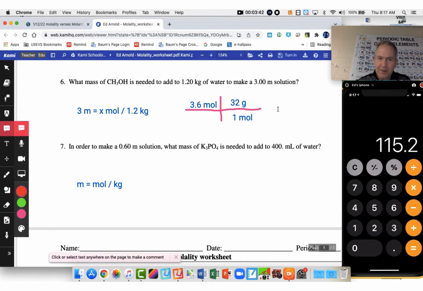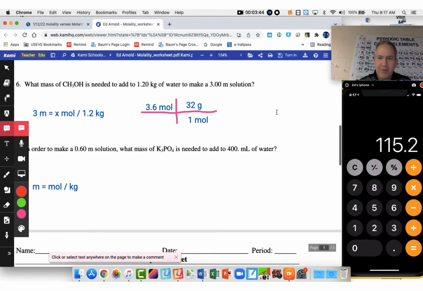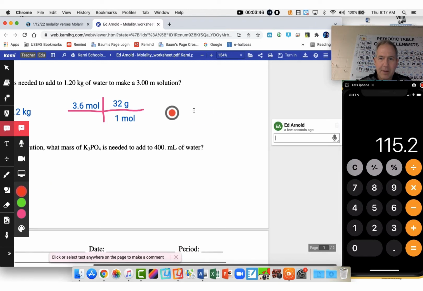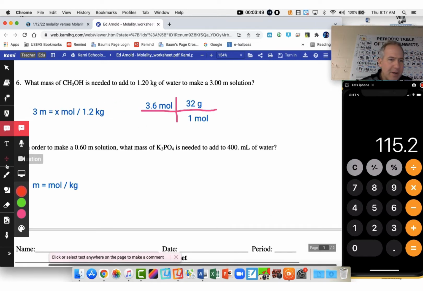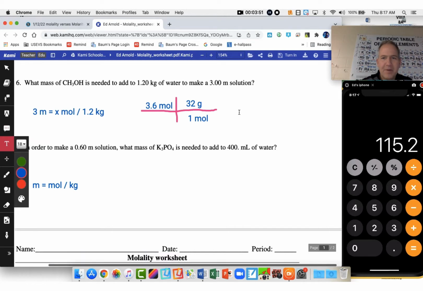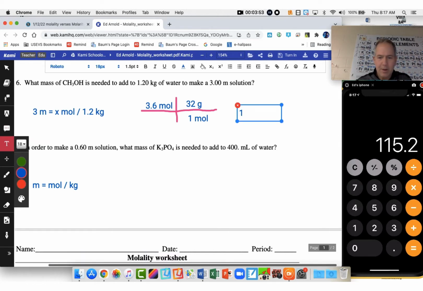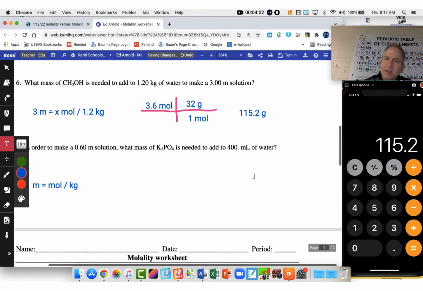Oops, not 155.2, 115.2. Why is that not letting me type? Oh, it wants me to comment. Okay, and there we go, and that's going to be grams. All right, not too bad, right?